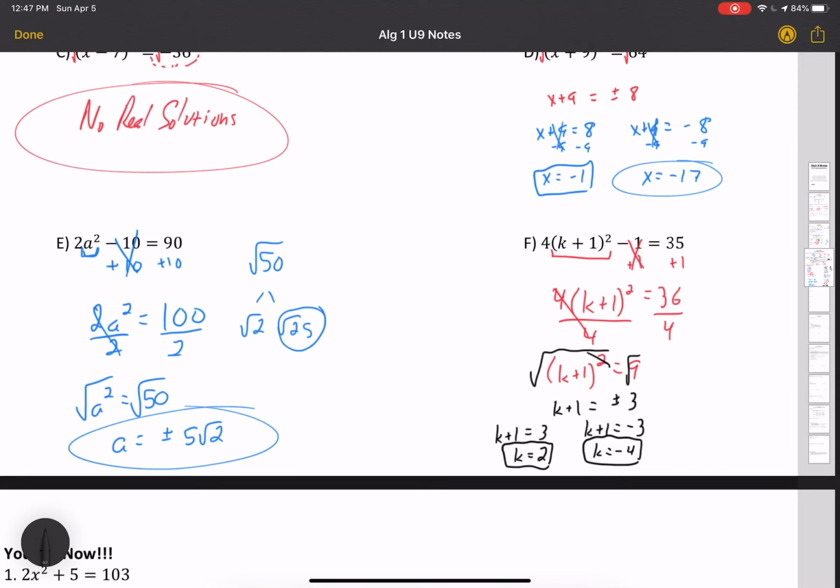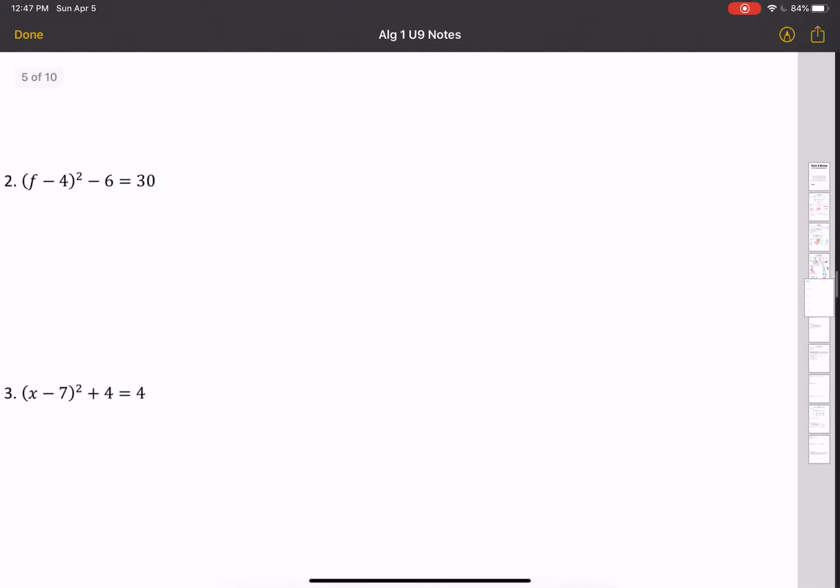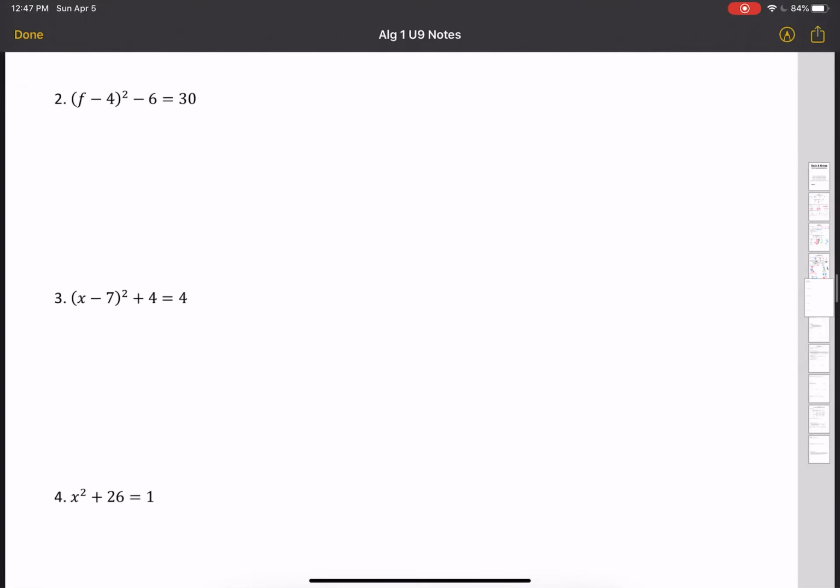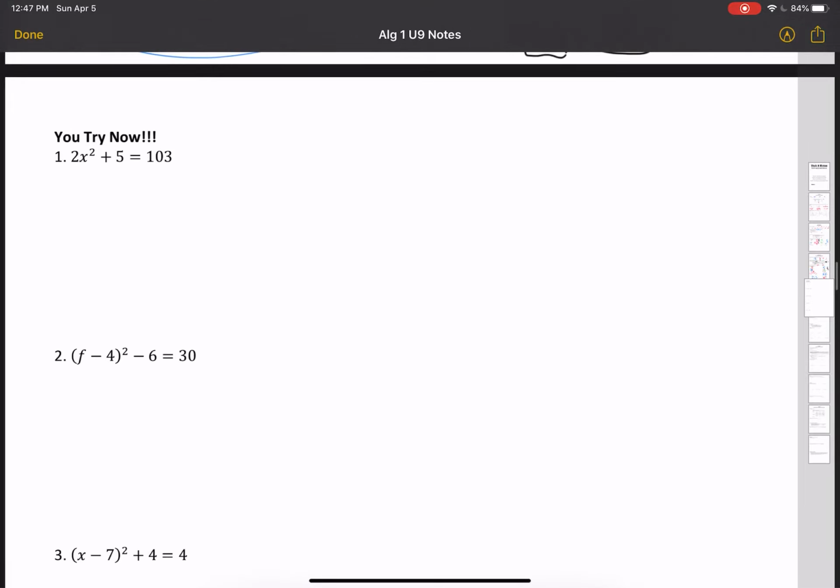So, lots of problems that I just worked through for you. I have 1, 2, 3, 4 more that I want you to work on, okay? Quiz in Schoology to submit your answers. And that's going to wrap up our first algebraic method in order to solve quadratics, which is square rooting both sides.